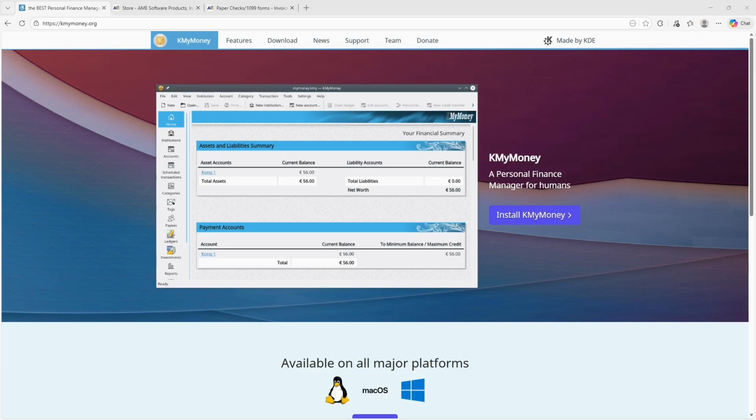That alone makes KMyMoney incredibly appealing for individuals, freelancers, or small businesses that want full control over their finances without recurring costs slowly draining their cash flow. AME Software takes the opposite approach.